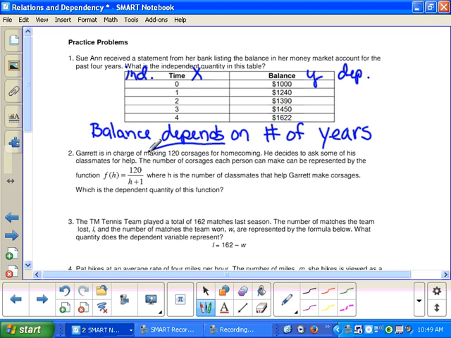Whatever the second column is, our balance depends on how many years that account has been there. And we think about it every time. On number 2, sometimes we have some long situations. Garrett is in charge of making 120 corsages for homecoming. He decides to ask classmates for help. The number of corsages each person can make is represented by this function. First of all, remember this. Whatever is our result, we talked about function notation, that's your Y. So if I wanted to keep everything in X and Y, this one has to be our X.